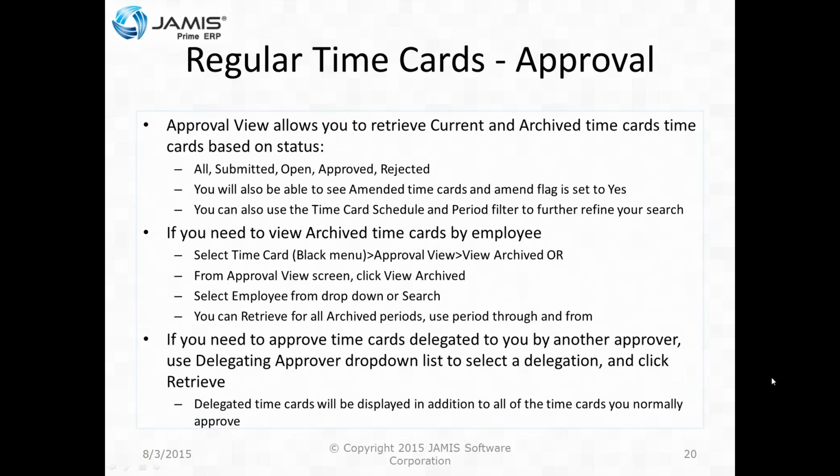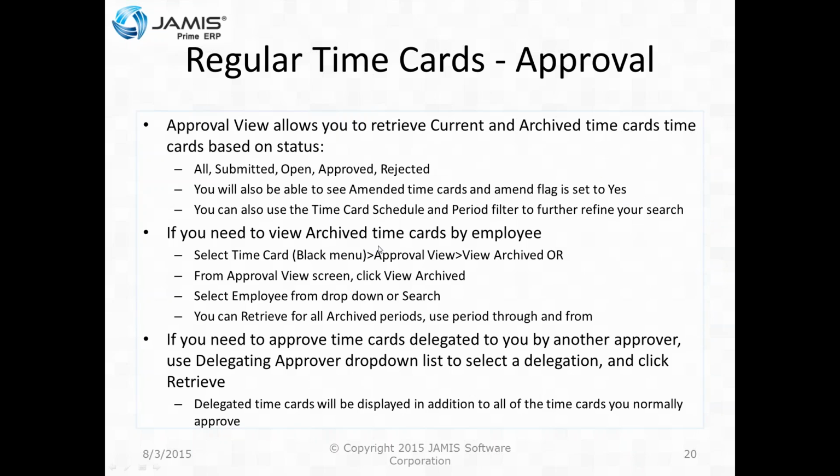The approval view, when you are the approver, allows you to retrieve current and/or archive time cards based on all, submitted, open, approved, rejected. They can take a look at your time cards at any stage of the process. They will also be able to see if they have any amended time cards in the queue, because I'll show you the report and the flag will be set to yes, and they'll know that there are amended time cards out there waiting for their approval. They can also use a time card schedule and a period filter to refine their search if necessary.